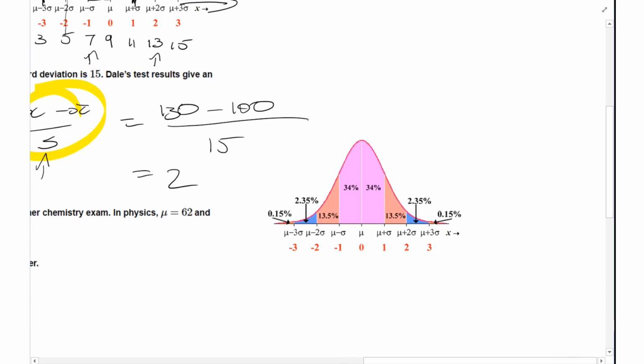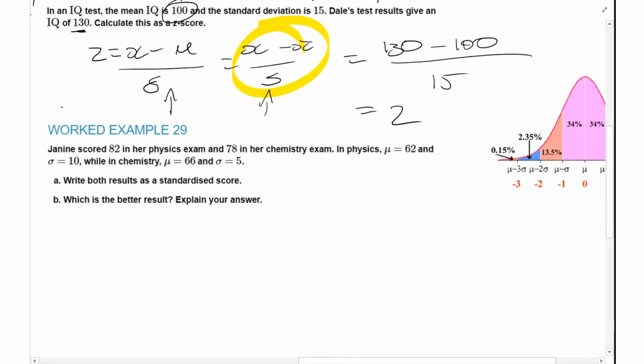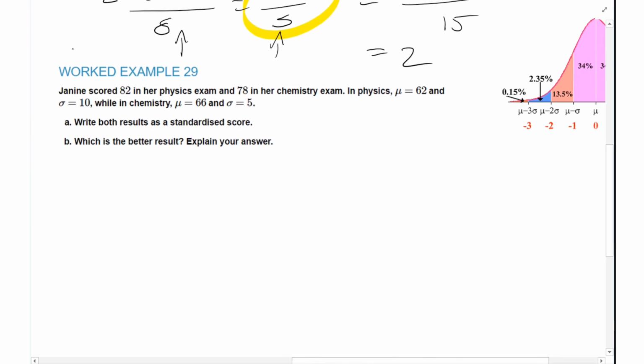So if you looked at something like this, 2, he's up in this category here in terms of where he is relative to everybody else. So he's got an IQ score that's higher than 97.5% of the rest of the population. Okay, so that's his last worked example.